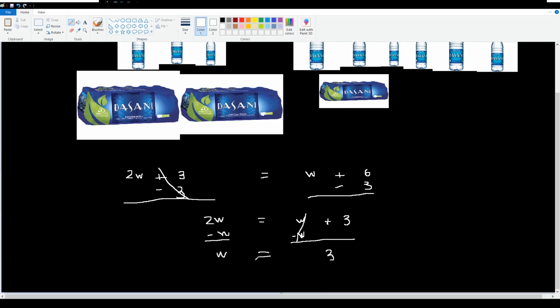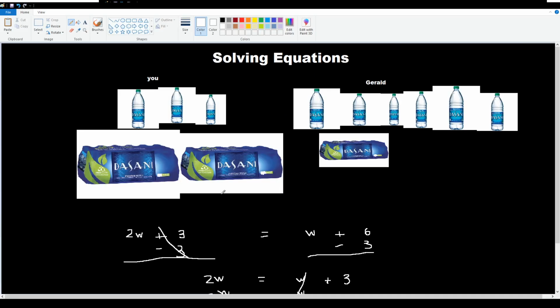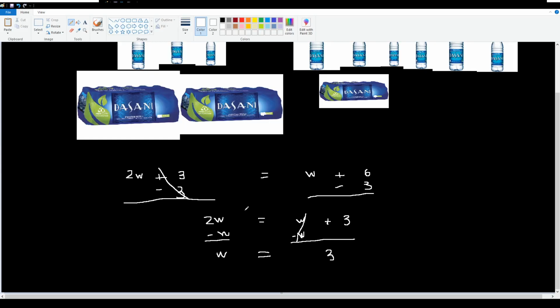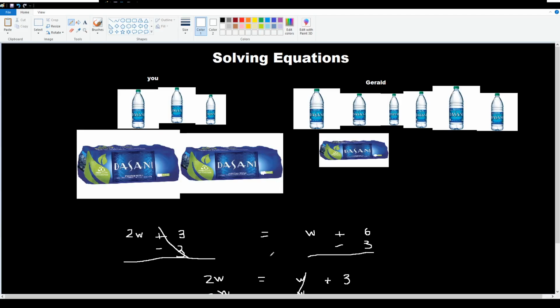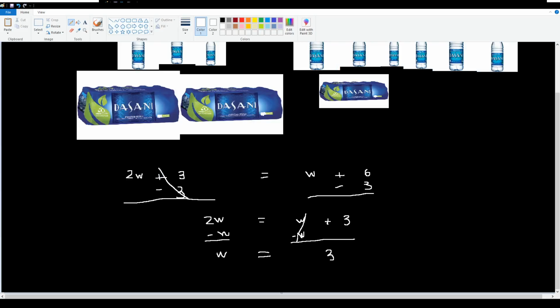So now, what we have here is the value for the variable w. We have found that each case of water actually has 3 water bottles. So pretty big case for a very small number of water bottles. And basically that's the foundation of solving equations.